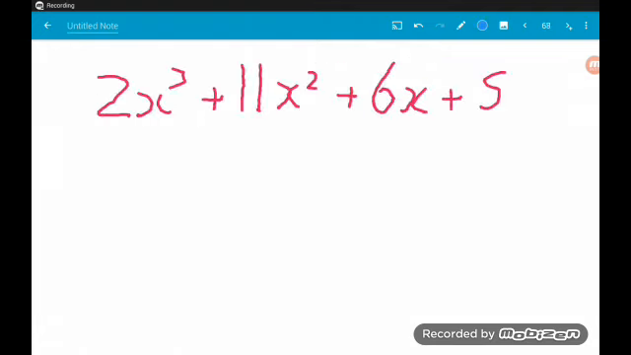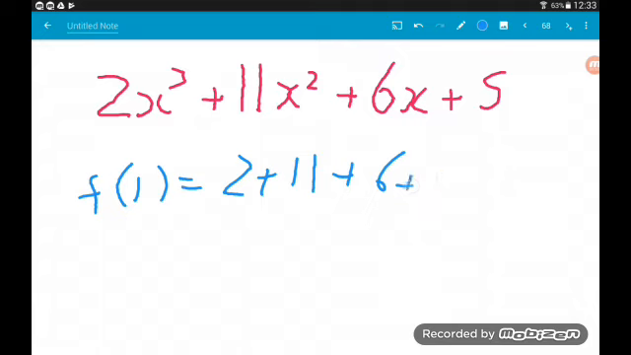Okay, example 2. So 2x cubed add 11x squared add 6x add 5. So again, we want to write this as the product of a linear factor and a quadratic, and then solve and find out how many solutions we have. So, first of all, factor theorem. Let's try and find a factor. So, if we try f of 1, we're going to get 2 add 11, add 6, add 5. Clearly, that is not equal to 0, so that's no good to us.